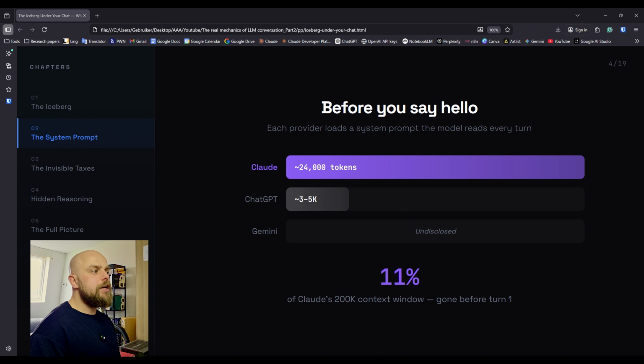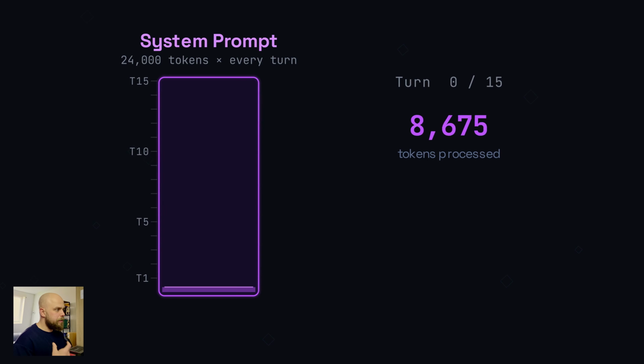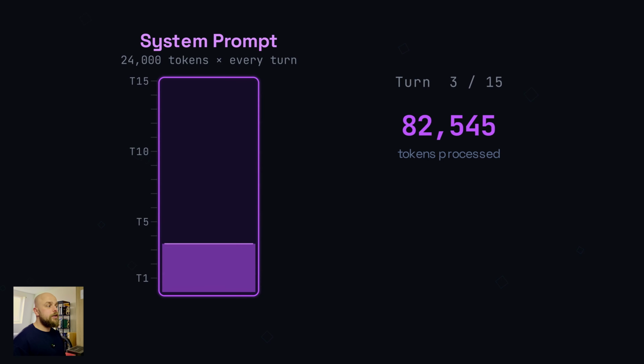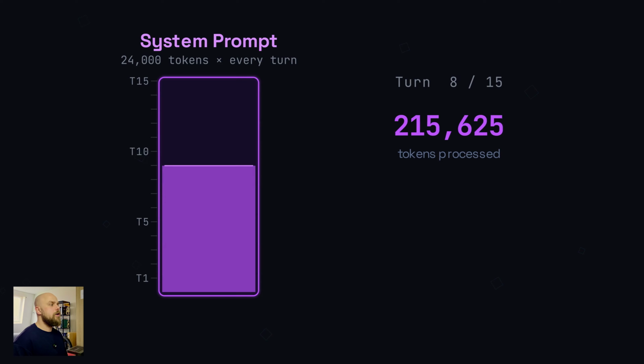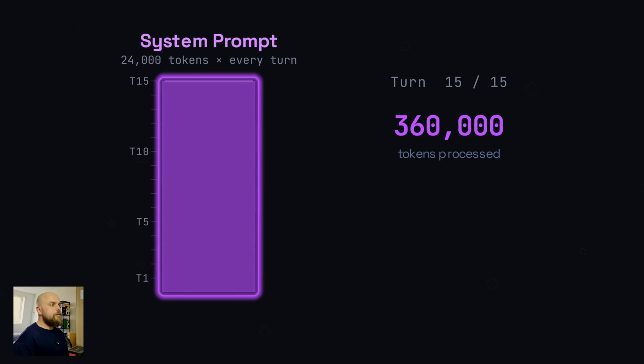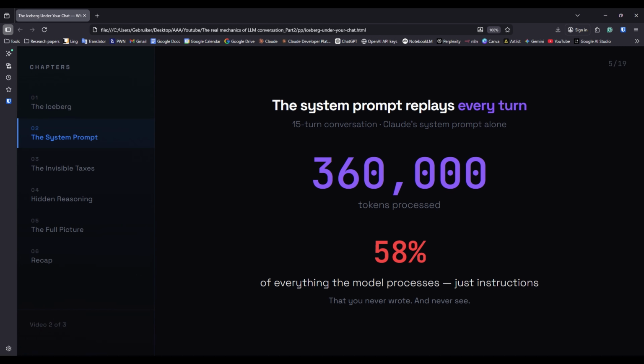ChatGPT is smaller, around 3 to 5,000 tokens, with tools enabled. Different design philosophy, not better or worse. Gemini, Google hasn't disclosed it, and this is not great. Either way, the tax is real. Every turn, the full prompt is replayed. In a 15-turn conversation, Claude's system prompt alone accounts for 360,000 tokens, 58% of everything the model processed. Just instructions that you never wrote and never saw.